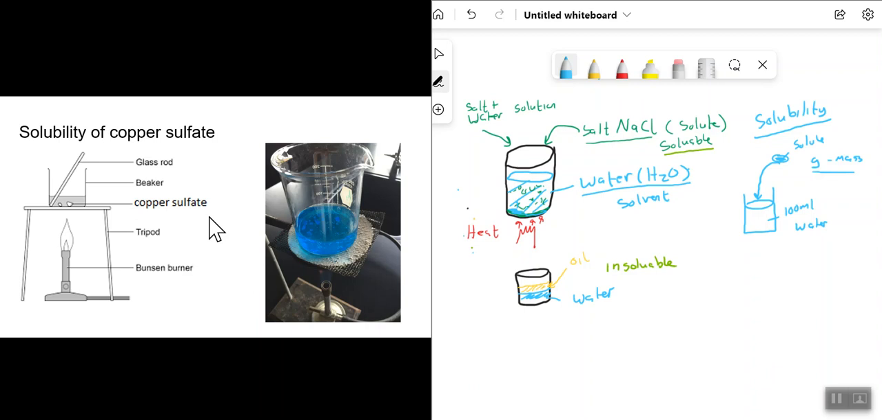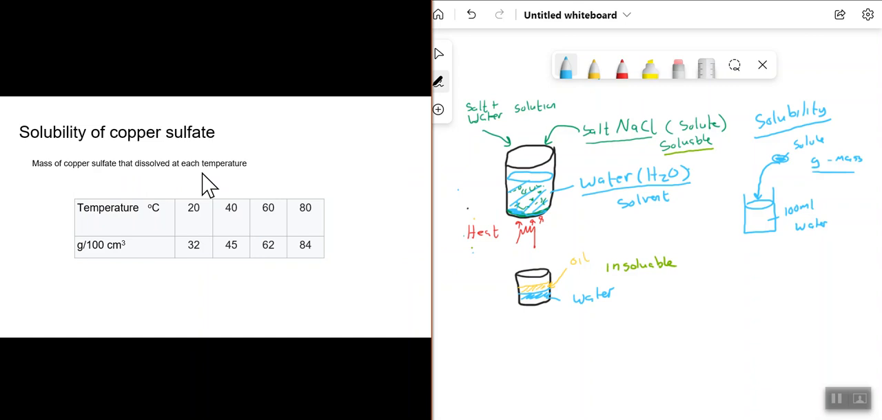And what we can do, and we will do this in the lab, is look at the solubility of copper sulfate. Copper sulfate is a material that has a blue color when you dissolve it in water. So we can use a Bunsen burner, a tripod, and this copper sulfate. We can have a beaker with some water and a glass rod to stir. And we can start to add in the copper sulfate and stir it into the solution.